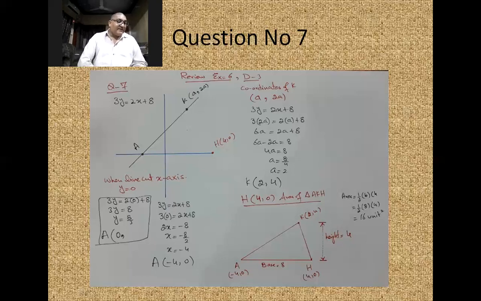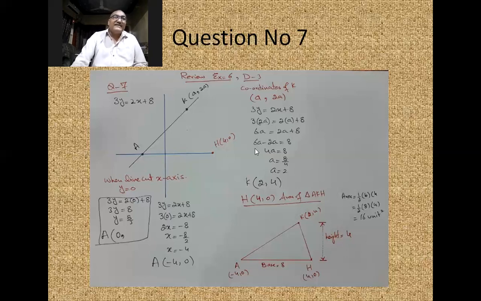The next question is the coordinates of the point K. We know that the coordinates of the point K are a, 2a. Its y coordinate is twice its x coordinate. So x is a and y will be 2a. We know the original equation, 3y equals 2x plus 8. So in the place of y, I will substitute 2a, and in the place of x, I will substitute a. So here you can see that we have substituted them. So it will become 6a equals 2a plus 8.